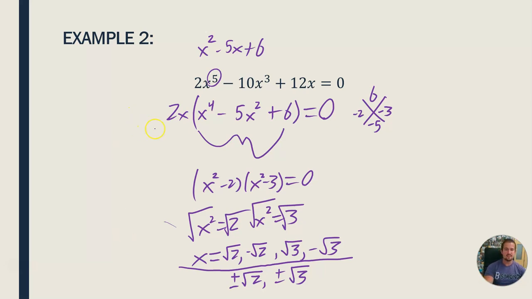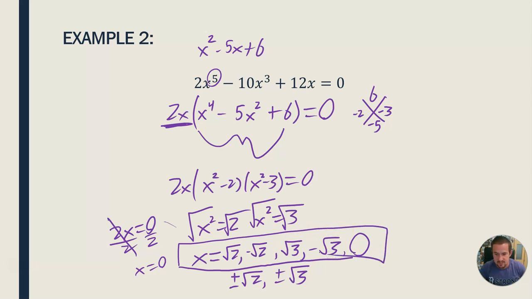Well, notice this 2x that I took out as the greatest common factor, I would also need to set it equal to 0. Right? Anytime I have an x in a factor, when I'm factoring, I have to set that factor equal to 0 to find my solutions. So my last solution is x equals 0. So there are my 5 solutions: the square root of 2, negative square root of 2, square root of 3, negative square root of 3, and 0.